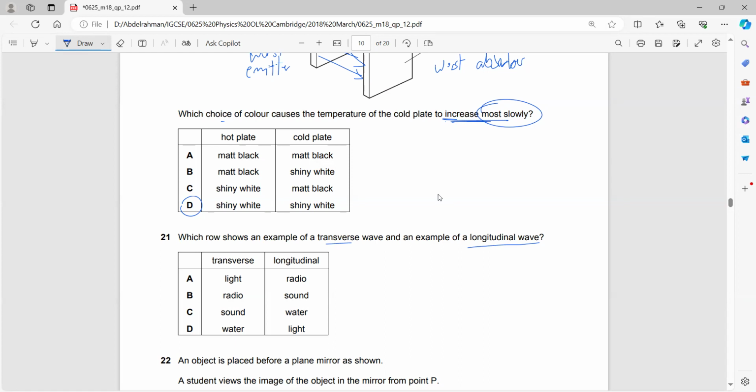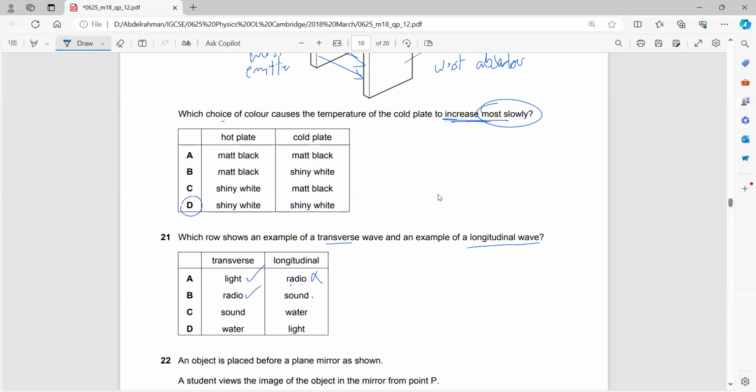A lot of you would be tempted to say A. Is A right? Can I say that the transverse is light? Yes, light waves are transverse waves. Are radio waves longitudinal? Actually, not. Radio waves are part of the electromagnetic spectrum, which is transverse. Okay, B, radio waves. Yes, they are transverse.